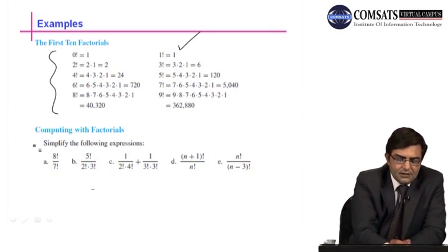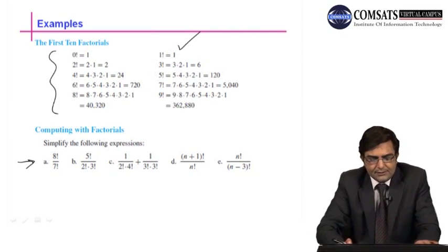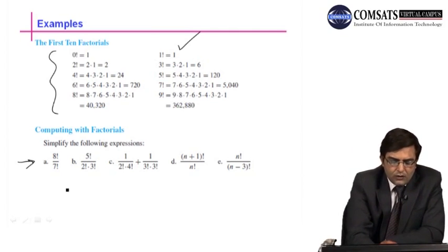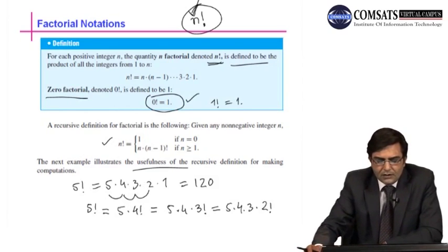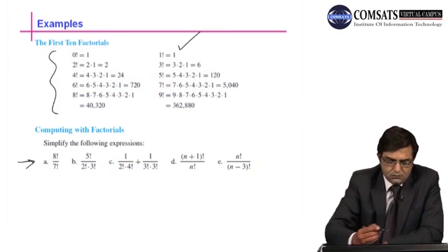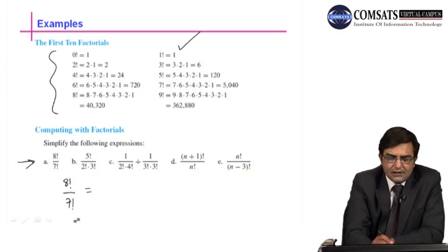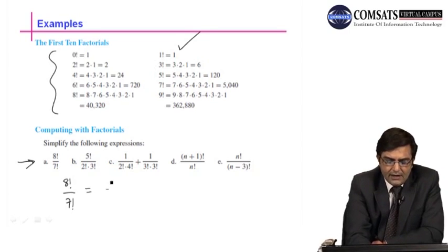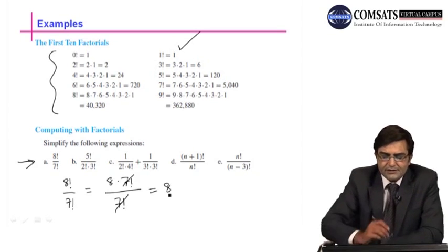Now, how to compute the factorials, how to simplify the factorial expressions. Simplify the following expressions in this example. 8 factorial over 7 factorial. How can we simplify this expression? We have to use the recursive definition of the factorial, which is given here. This will simplify our calculations. So 8 factorial over 7 factorial. By using the recursive definition, we can write 8 into 7 factorial divided by 7 factorial. Now 7 factorial cancels, we get simply 8.